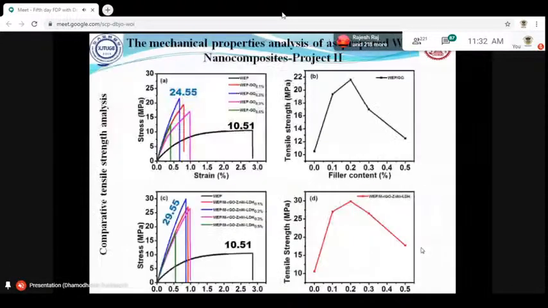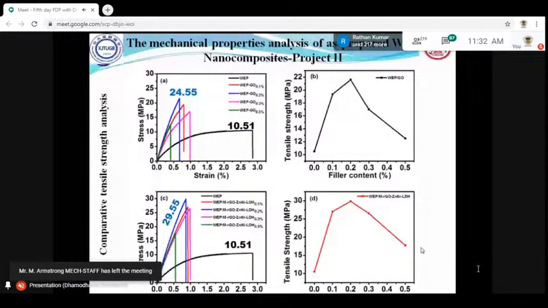The same as my previous project, we did tensile property analysis. Here the neat WEP is 10.51, and with the GO it is 24.5, but with the zinc nickel LDH decorated GO with WEP, it is 29.55 at a loading of 0.28%. So this is very little as compared with my first project, but when we compare with the neat WEP, it is far better.